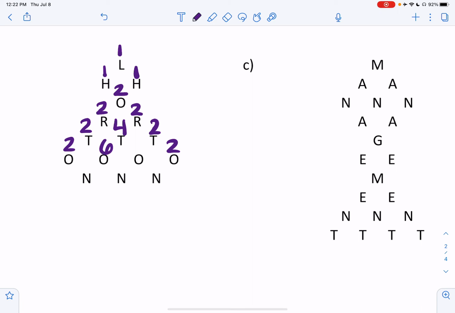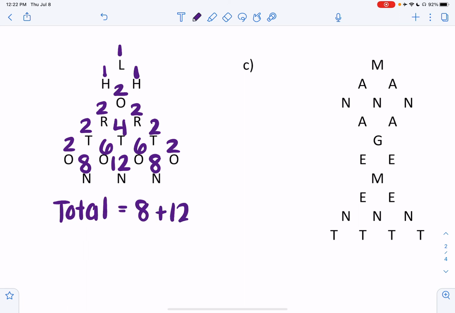2 plus 4 is 6. 2 plus 4 is 6. Then here, 6 plus 2 is 8. 6 plus 6 is 12. 6 plus 2 is 8. So our total, 8 plus 12 plus 8, is 28.